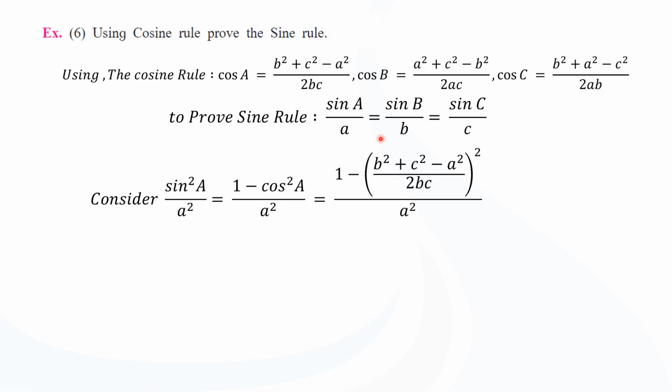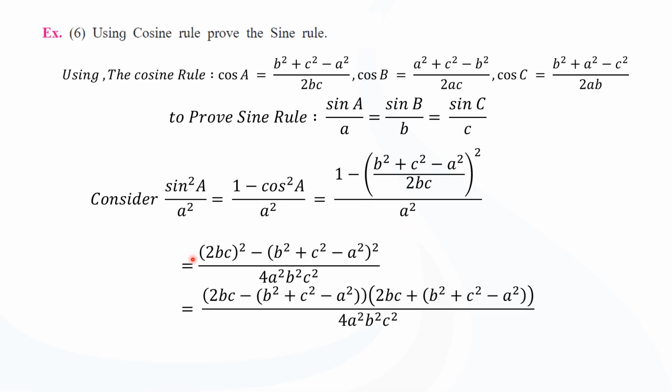So we try to find out what sine square A by A square, sine square B by B square, and sine square C by C square are. Sine square A easily can be written as 1 minus cos square A. So for cos A, by using the cosine formula, we replace it. Now how do we do this? We have to take the LCM, obviously. So that becomes 2bc square minus this whole square, and 2bc square comes down, so that becomes 4a square b square c square.